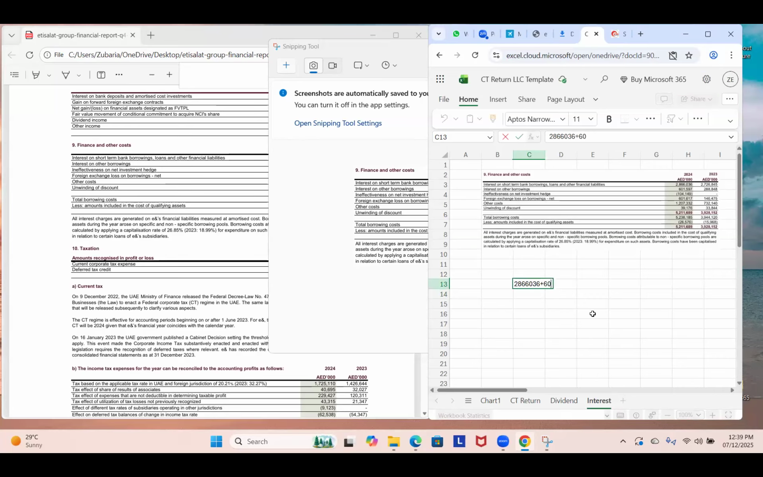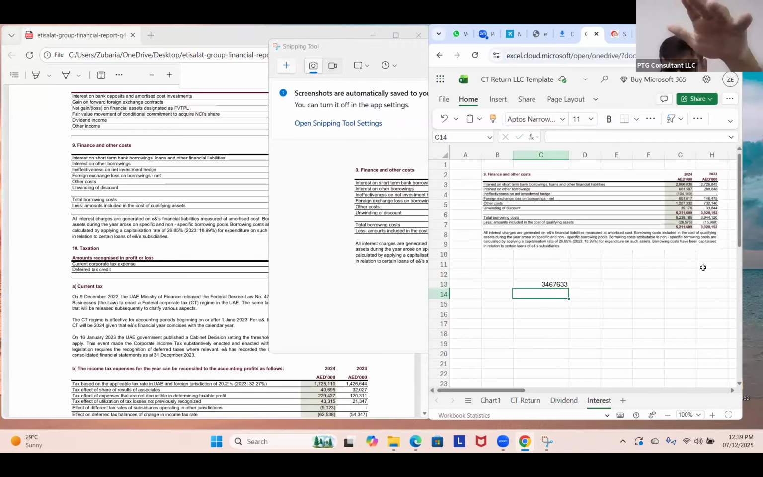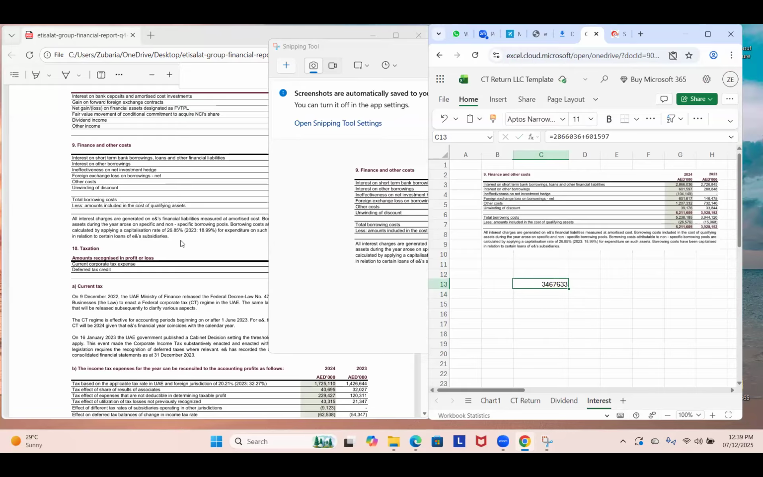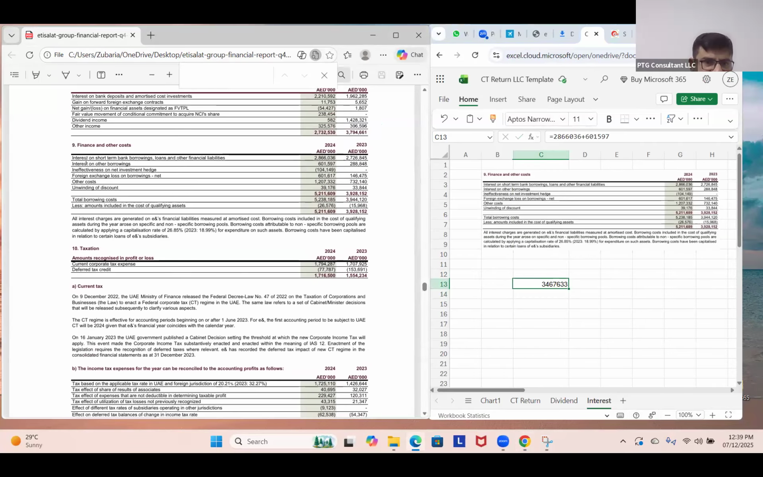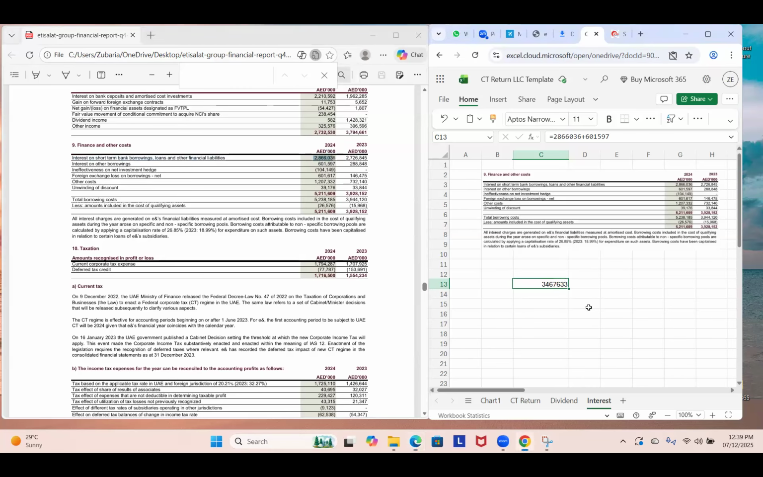That is 28,666,036 plus 601,597. I think the total is already given at 5.2 million, something like that. No, this is a tax. These two amounts are only the interest amount. The remaining incentive, investment hedge, foreign exchange gain, that is different. So these two are only for the interest. Okay, total 346.